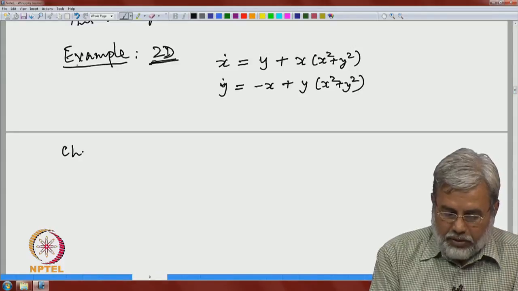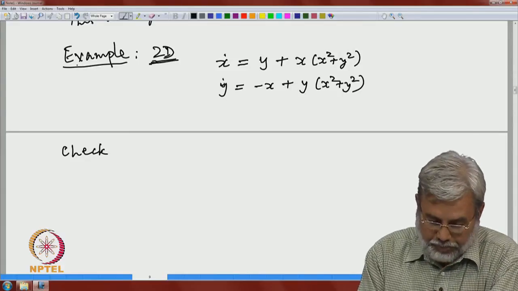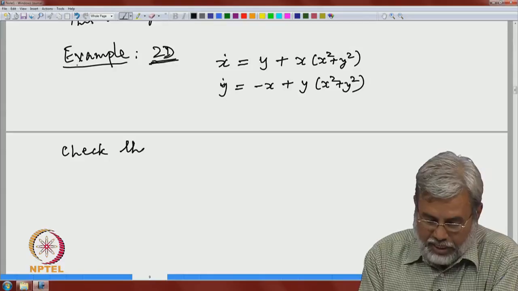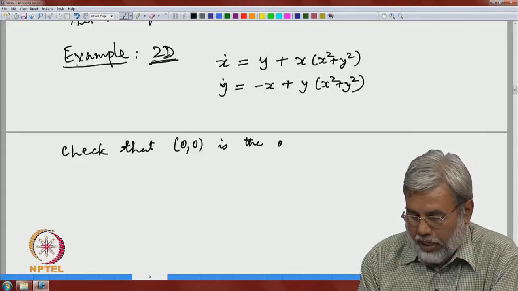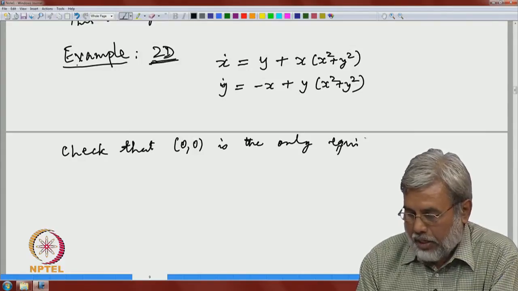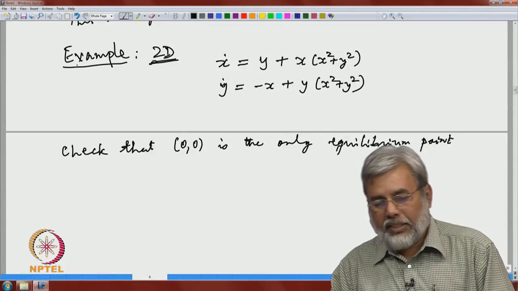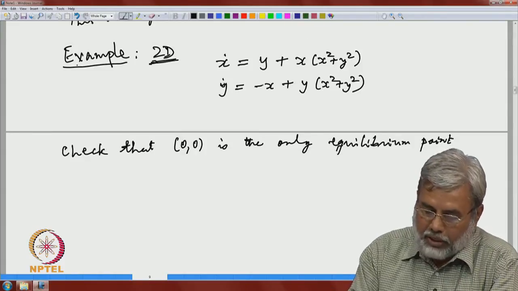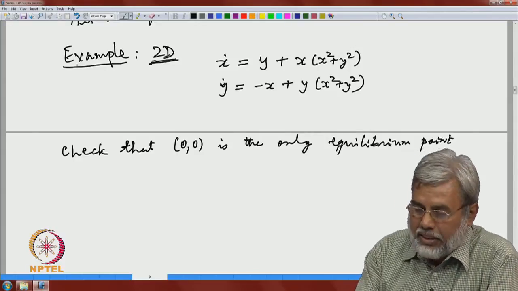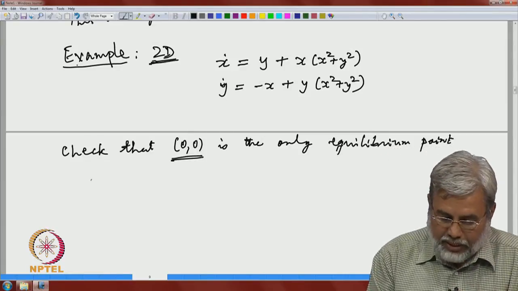Okay. So, check that. Sometimes it is easy, sometimes you have to really do some algebra. So, this is an exercise for you. Check that 0 0 is the only equilibrium point. Okay. So, let us try to do the linear analysis. So, I have to just evaluate the Jacobian matrix at the origin, because this is the only equilibrium. So, you can easily check that.